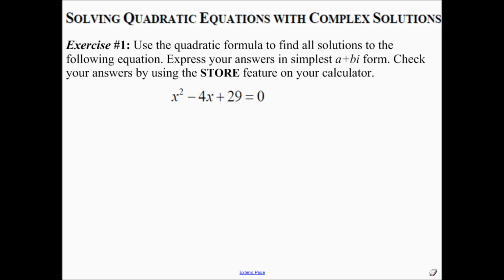In this recording, we're going to look at how to solve quadratic equations that have complex solutions. That means the solutions could have i in the answer. Go ahead and take time to write down the heading and the directions and the example we're going to solve, and then play the recording when you're ready.